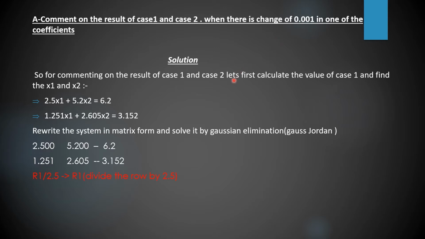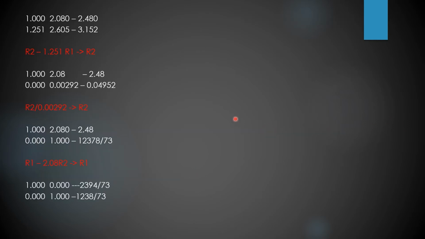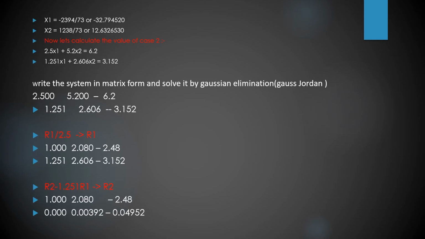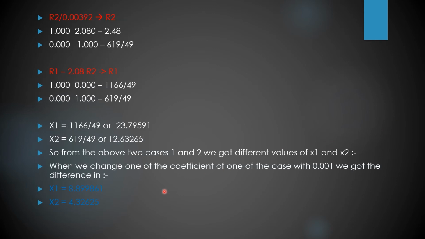For commenting on the result of case 1 and case 2, first we have to calculate the values of x1 and x2 of case 1 and case 2. For doing this, we have to apply different row operations on these particular data sets. As you can see, multiple row operations are applied, for example row 2 minus 1.251 row 1, and multiple other row operations are performed. After performing those operations we have got x1 is equal to 8.899861 and x2 is equal to 4.32625.